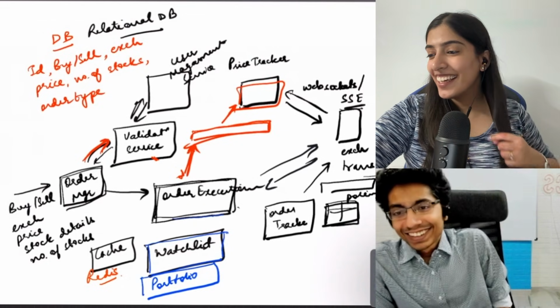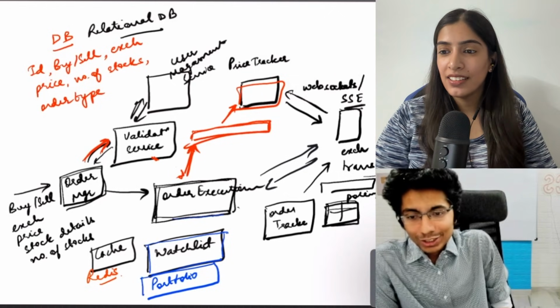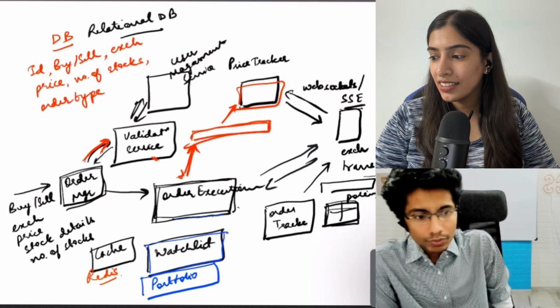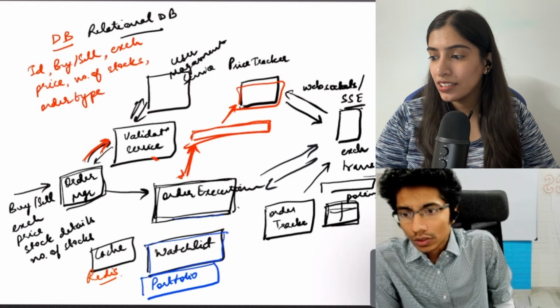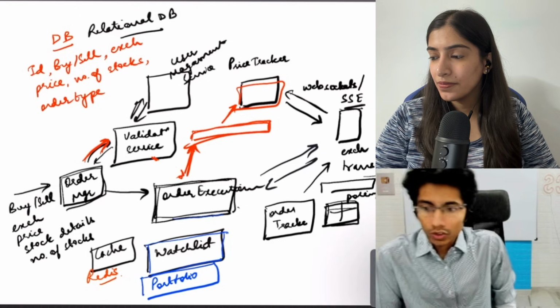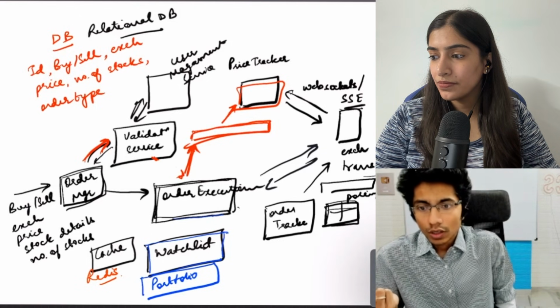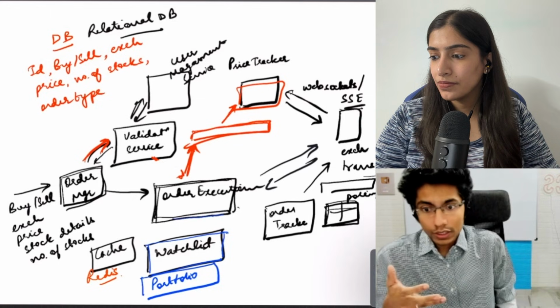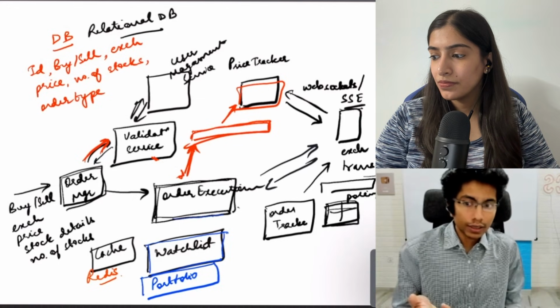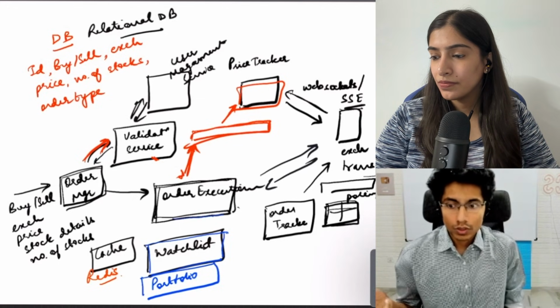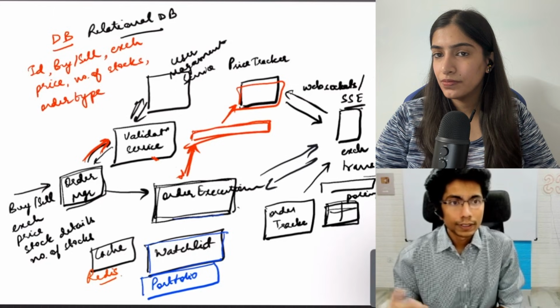Okay. Two or three connections. Yeah, this seems like a pretty good starting point for us to have a watch list, a portfolio. We are actually able to execute orders, and the orders can then be tracked also. I guess the order tracker can then tell the portfolio service that this is what has happened.